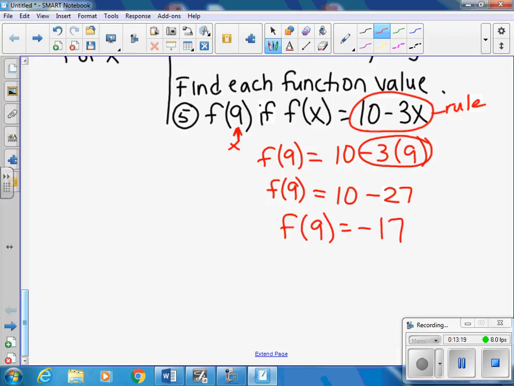Now, if you look at your answer, there's some information that you just received off of this. You know the 9 is the x value. That's your input. That's your domain.